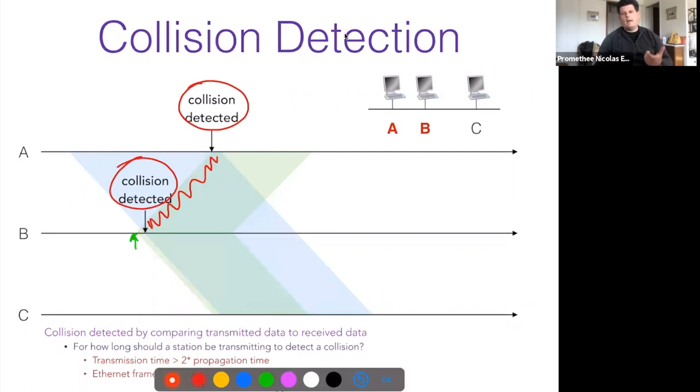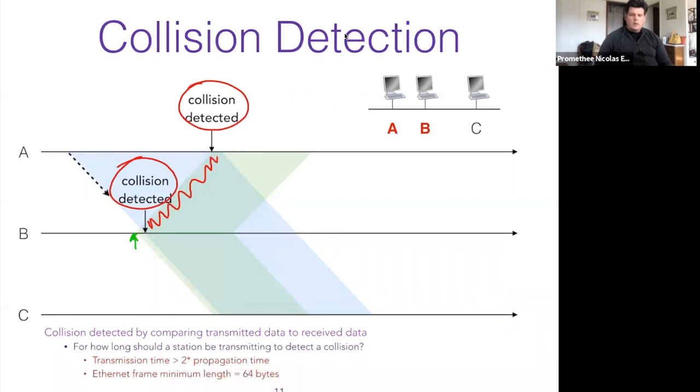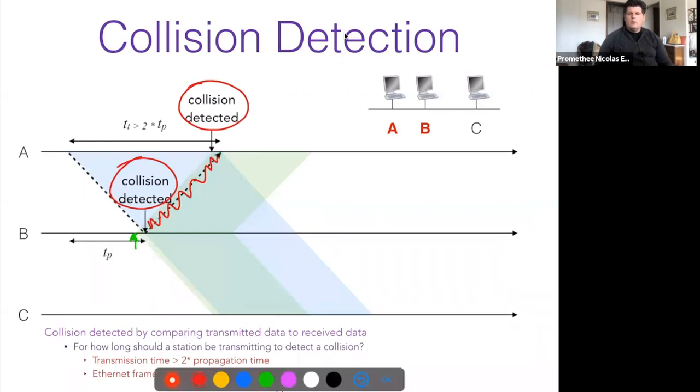And you can see that here, to make sure that A can know about the detection, you need to have a message that is long enough, such that you may be sure that if a collision happened, you are still transmitting, so that you can detect that there's a collision. And the condition here, you may see, is that this is 2TP: 1TP, 2TP, and your transmission should be long enough.